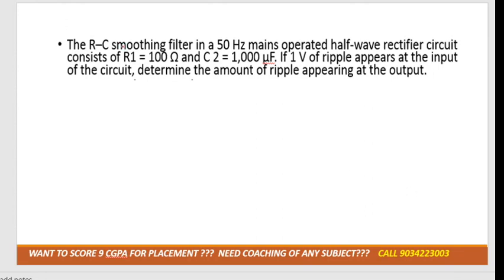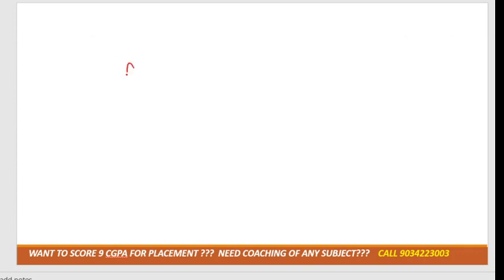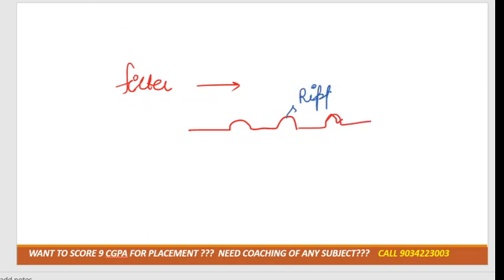See, in this question they have said there is an RC smoothing filter. If you remember, I told you why we are using filters: after using the rectifier we get the output in this form, like ripples. But as we know, we don't want ripples, right? So to remove these ripples we use different kinds of filters.